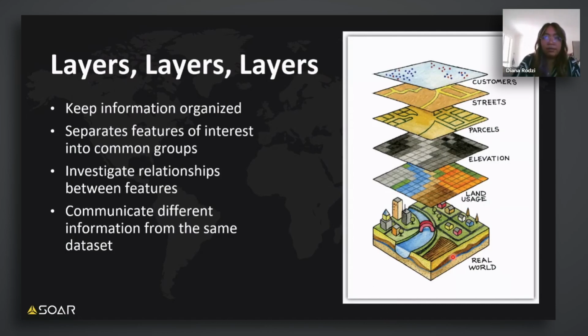We've got the real world here, but if you split that up, you can have a layer of land usage, elevation, parcels, streets, and customers. And from here, you can build a relationship like, oh, there's all these customers here. Does that have any relation to the land parcels or land usage here? Or does elevation affect the type of land that the land is used for? And you can really pull it apart and fully analyze why things are the way they are. And it just keeps everything organized that way.